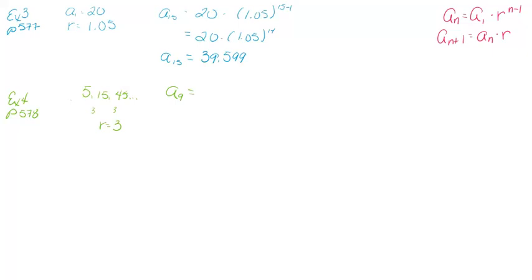So the 9th term is going to be the first term, 5, times 3, which is the common ratio, raised to the 9 minus 1, which is 8. Okay, when we plug it in to our calculators, we get 32,805. So the 9th term of this geometric sequence is 32,805. You see that it ratchets up very, very quickly. The numbers grow because we are dealing with exponents.